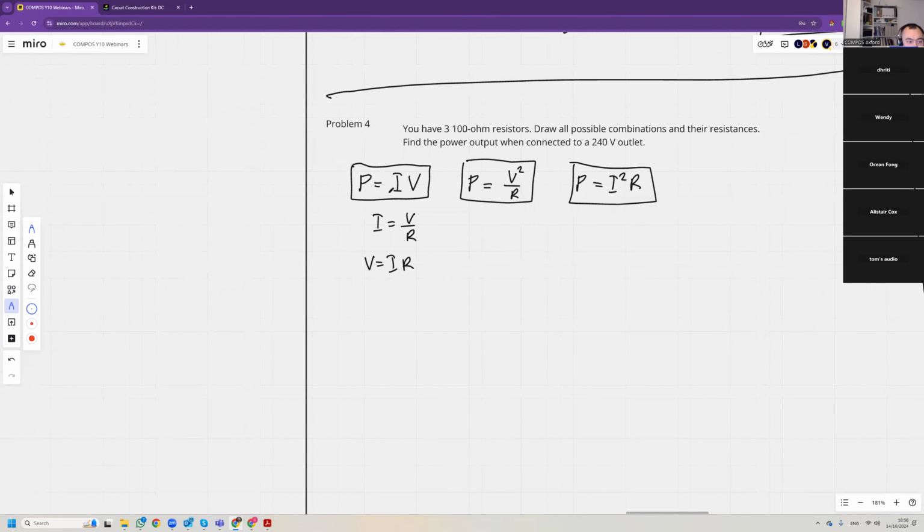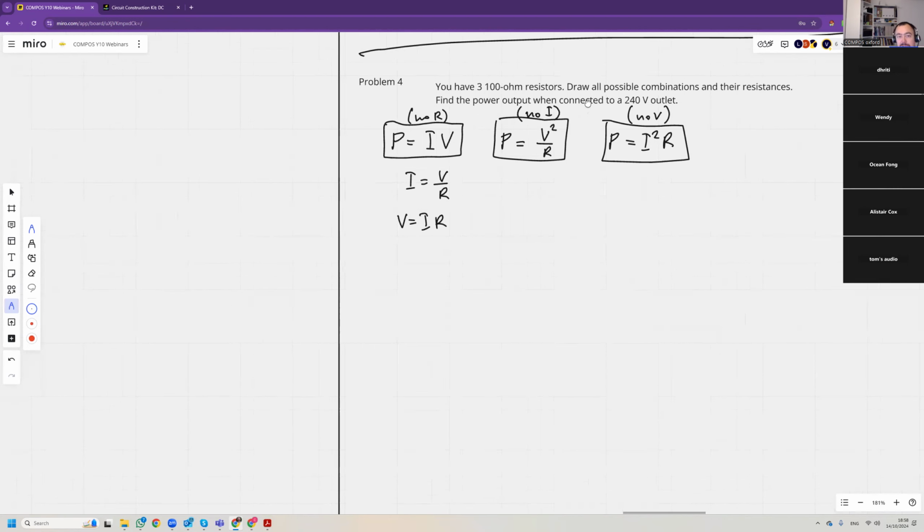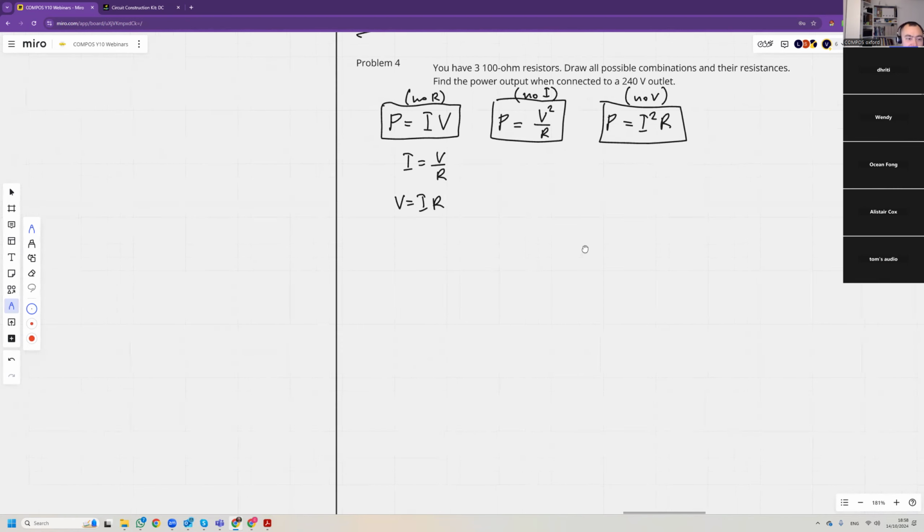The first one is useful when you don't know R. The second formula is useful when you don't know I. And the third formula is useful when you don't know V. Okay. You have 3 100 ohm resistors. Draw all possible combinations and their resistances.